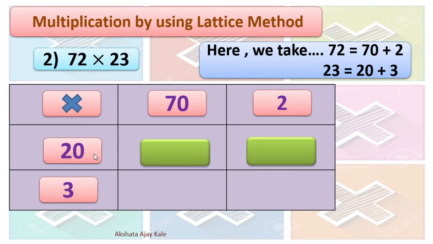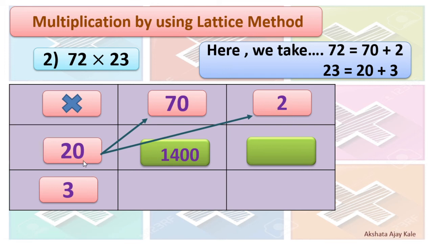Now we will get answers here first. When we multiply 20 by 70, 7 twos are 14 and 2 zeros. Correct? So 1400. Right? Next, 20 multiplied by 2. 2 twos are 4 and 1 zero. So that is 40. Okay, now next we will multiply by 3.